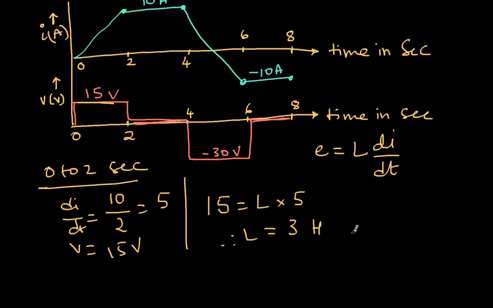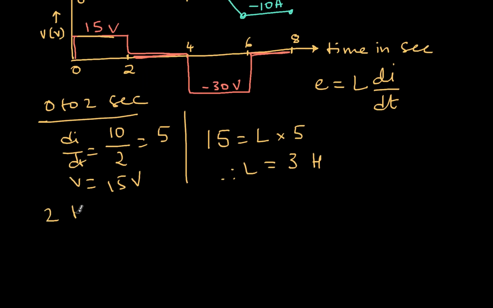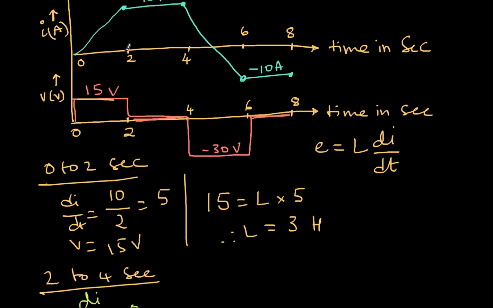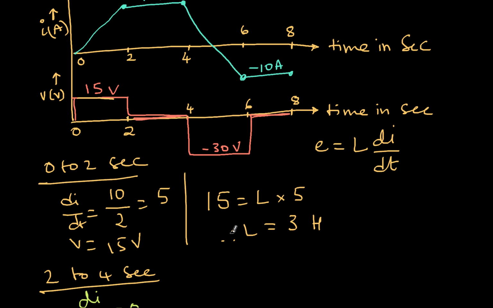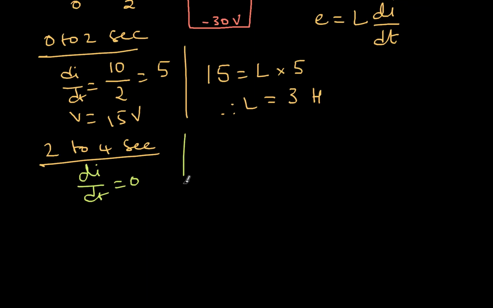Now, what happens between 2 to 4 seconds? During the time between 2 to 4 seconds, di by dt is 0. There is no change in the current. So therefore voltage is also not there. Okay, so that again we understood.